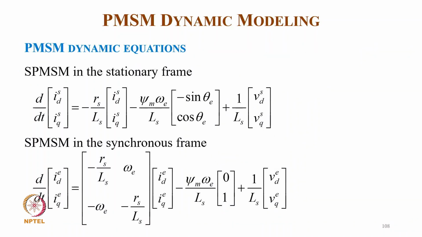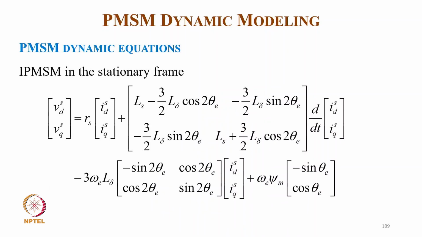So coming to the dynamic equation. For the surface mounted synchronous motor in the stationary frame, d upon dt of (id, iq) in the stationary frame equals minus Rs upon Ls times (id, iq), minus phi_m omega_e upon Ls times (minus sin theta_e, cos theta_e), plus 1 upon Ls times (vd, vq). When we transform this surface mounted machine to the synchronous reference frame, it becomes d upon dt of (id, iq) equals minus Rs upon Ls times (id, iq), minus omega_e times the matrix (0 minus 1; 1 0) times (id, iq), plus 1 upon Ls times (vd, vq).